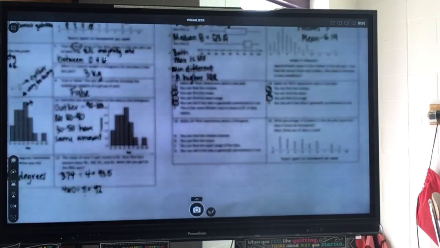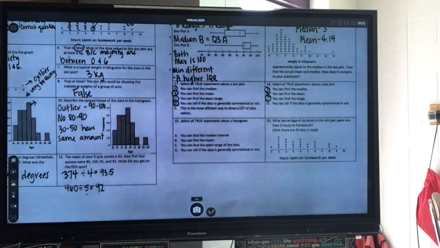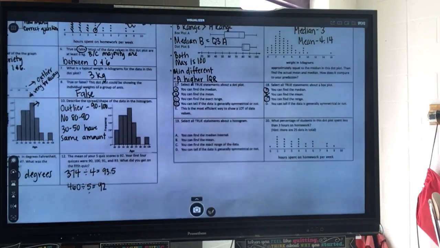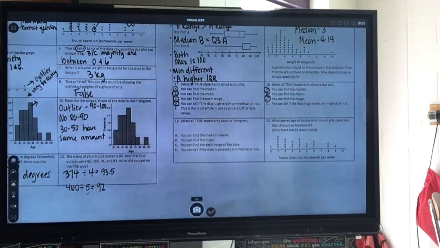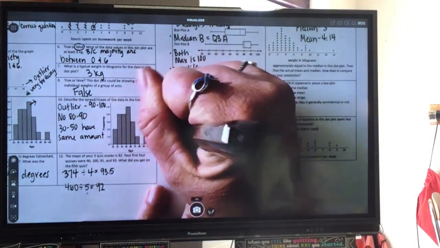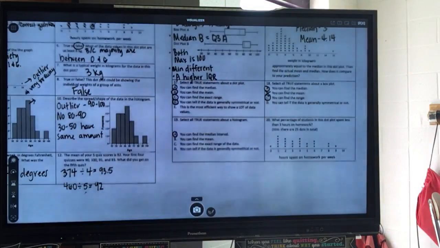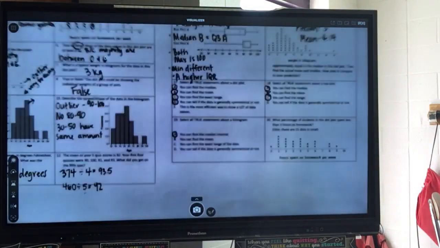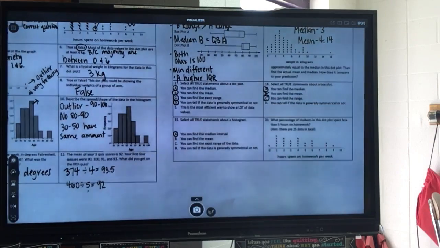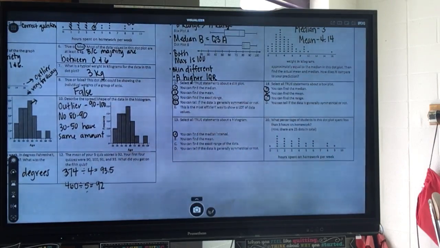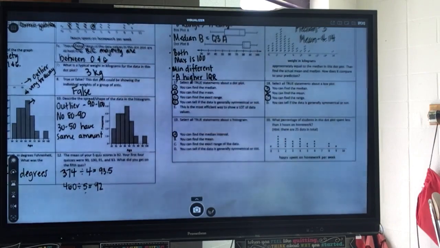All right, number 19, it says select all true statements about a histogram. You can find the median interval. Did I prove to you can? Remember that thing I just showed you guys where you have a whole bunch of numbers? So yes, you can. You can find the mean. Not find the mean. You can find the exact range of the data.